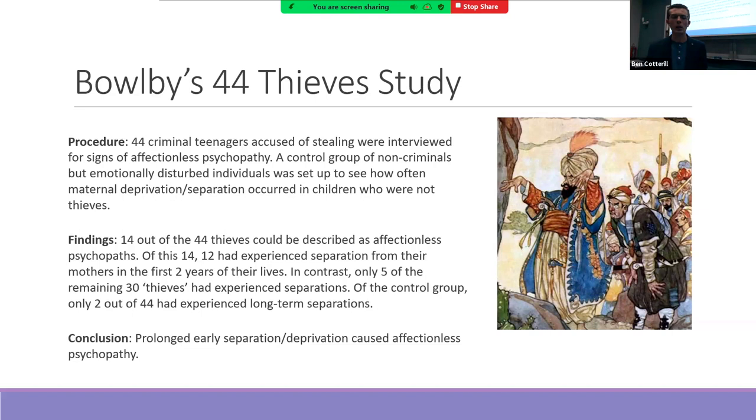So the findings were that 14 out of the 44 thieves could be described as affectionless psychopaths. Out of these 14, 12 of them had indeed experienced prolonged separation during the first 2 years, okay? So mainly this was removed from the home by a social worker because of a bad environment, and then experienced prolonged separation during the first 2 years.